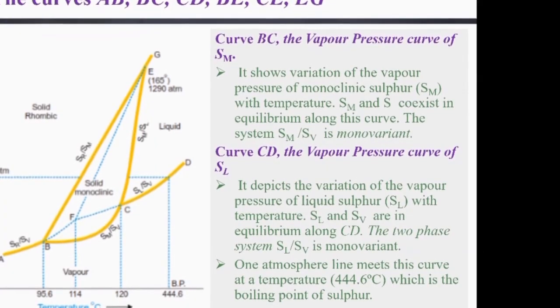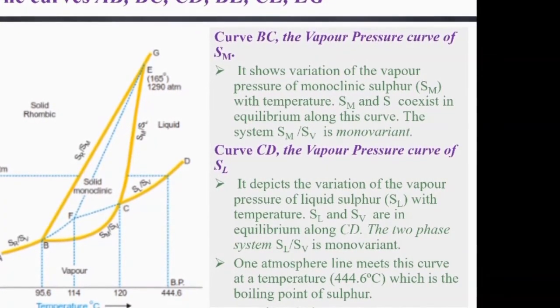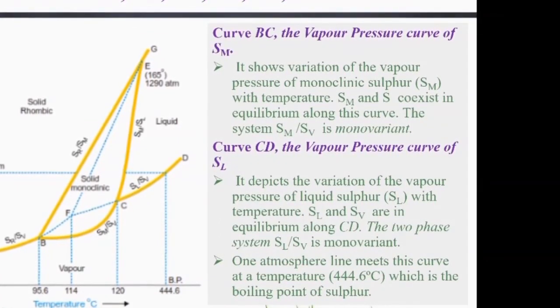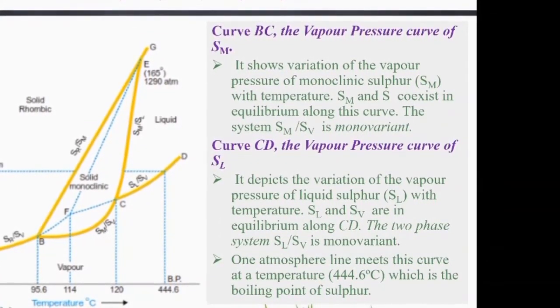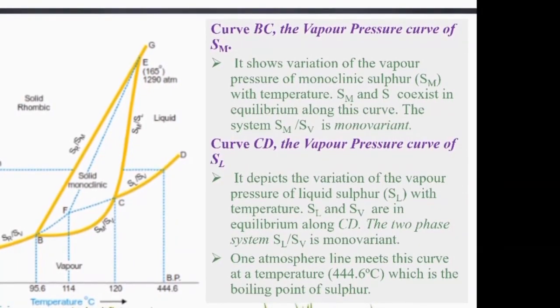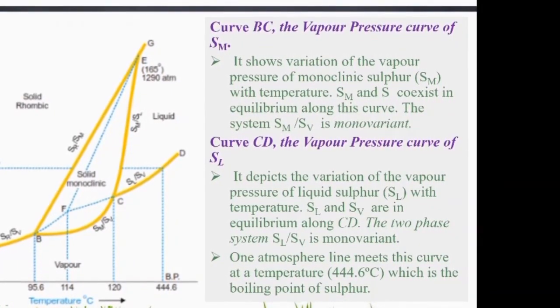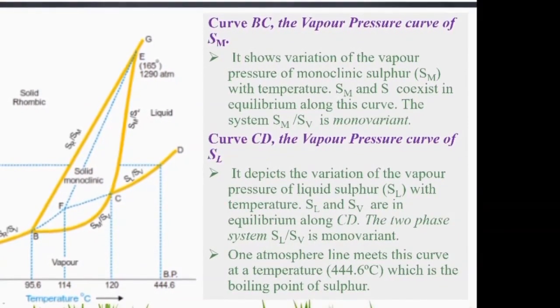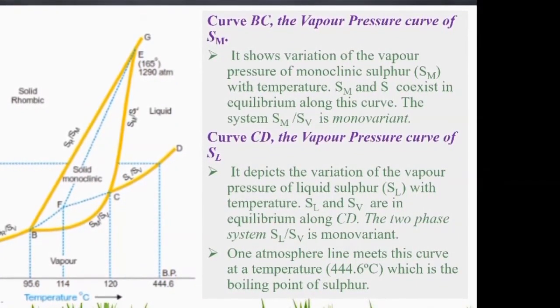Then the curve CD, the vapor pressure curve of SL, liquid, see, cross verify. It depicts the variation of the vapor pressure of the liquid sulfur with temperature. SL and SV are in equilibrium along CD, the two-phase system, that is liquid sulfur and sulfur vapor.